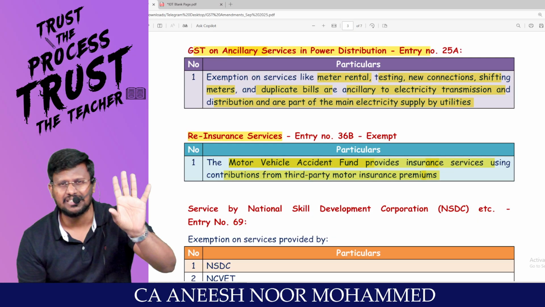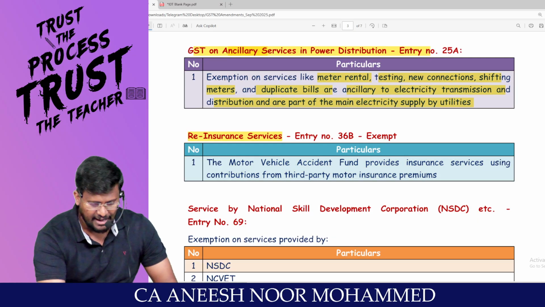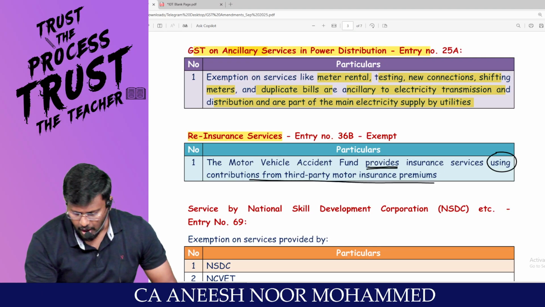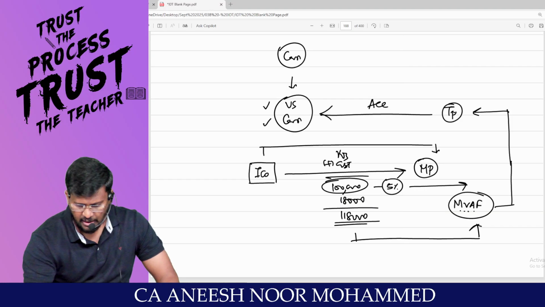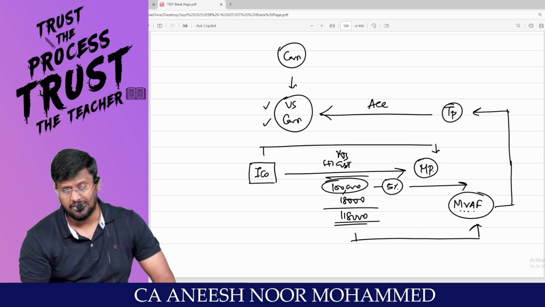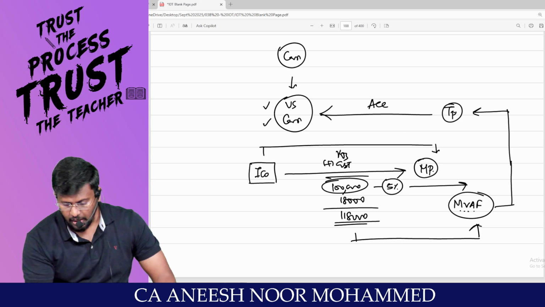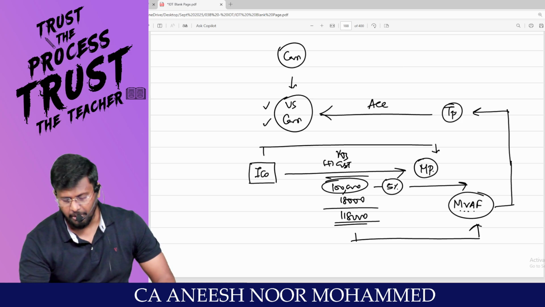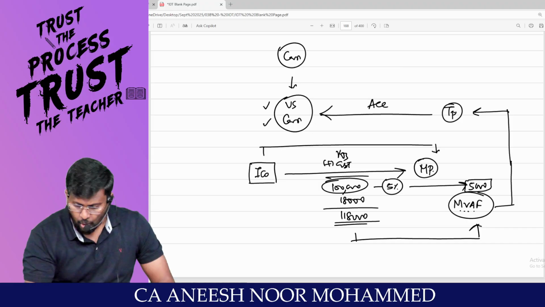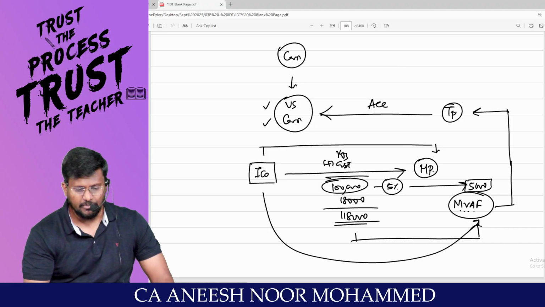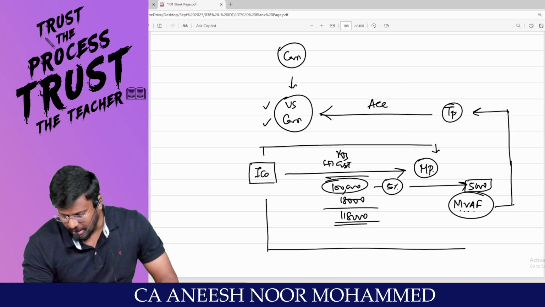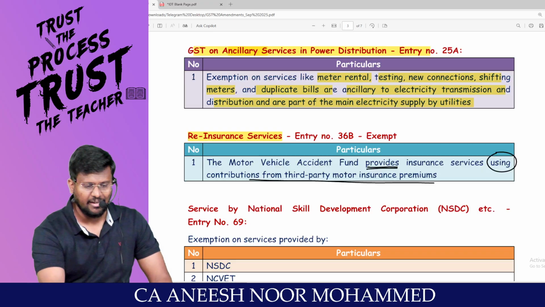What did the government say? That it is exempt from GST. The Motor Vehicle Accident Fund provides insurance services using contributions from third party motor insurance premium. That means the insurance company will be providing insurance services to the main party. They will be collecting the value of supply plus GST: 1 lakh plus 18,000. My dear lovable students, on this 1 lakh, for example, 5%, 5,000 will be contributed to the motor vehicle fund. Who will do this? The insurance company will put the money here. And when something happens to the third party, this motor vehicle accident fund will spend for the third party. That is exempt from GST.